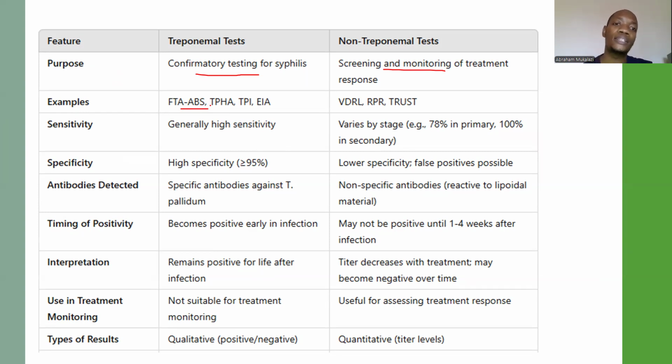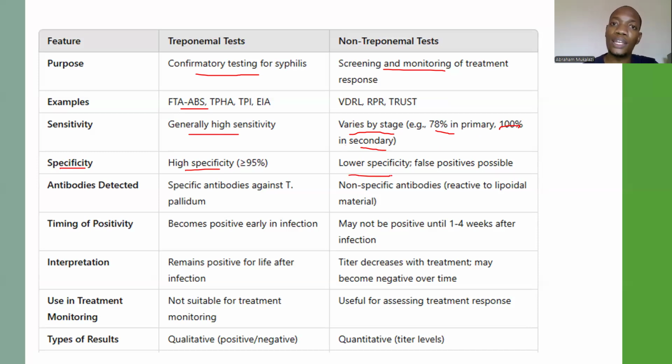So when you go to sensitivity, generally the treponema tests have high sensitivity, but the non-treponema tests vary with the stage: it is 78% in primary and 100% in secondary. Then when you go to the specificity, the treponema tests are very specific, since they directly test for syphilis.